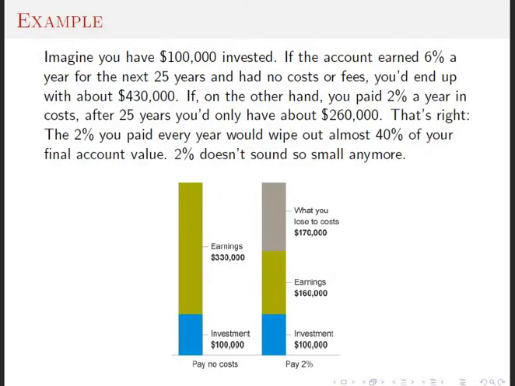Consider this example in which $100,000 is invested. If the account earned 6% a year for the next 25 years without any cost or fees, you would end up with $430,000. If you consider 2% investment cost per year, after 25 years, you would have $260,000. This means $170,000 have been spent for investment cost, which is a big deal since this is more than the earnings.